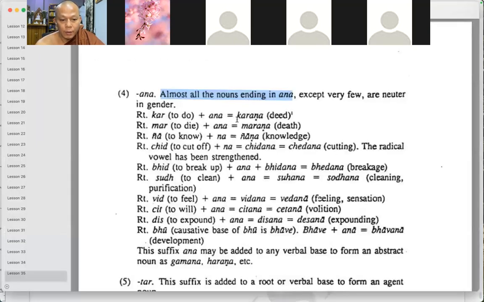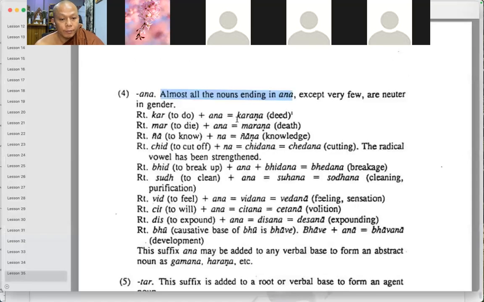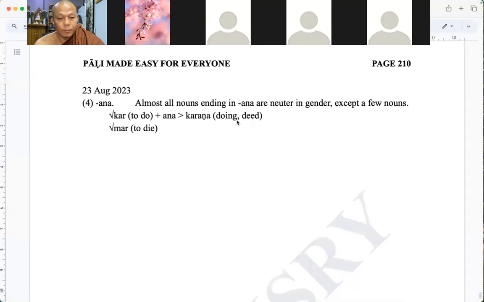And then another one is mar. So root mar means to die or to pass away. After that, the ana suffix here also, marana, na with the dot. So literally dying, but later it's the death, in this way.